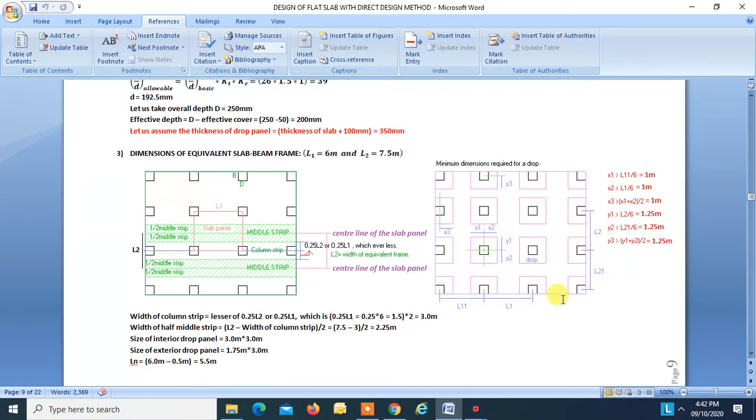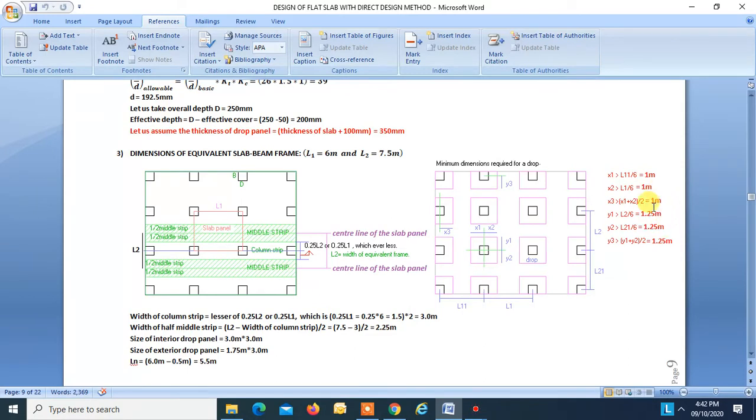But we will provide the width and length of the drop panel equal to the column strip, which is 3 meters. So size of the interior drop panel we are taking is 3 meter by 3 meter. Similarly, for the exterior drop panel, this is 3 meters, and this will be x3, taken as 1.25.